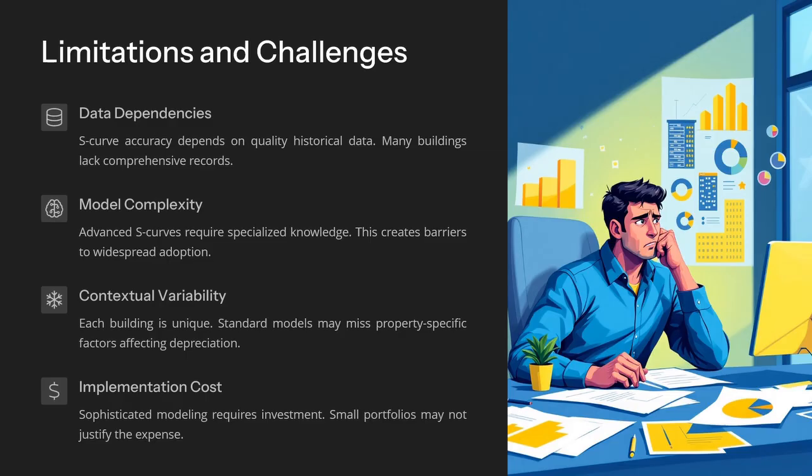So it is very important that you know this model complexity. Then contextual variability. Each building is unique, so a standard model may miss property-specific factors affecting depreciation. You cannot use a single model for all types of buildings, because each building is unique and you cannot produce a standard model. If you use a standard model, it may miss property-specific factors that affect the depreciation.